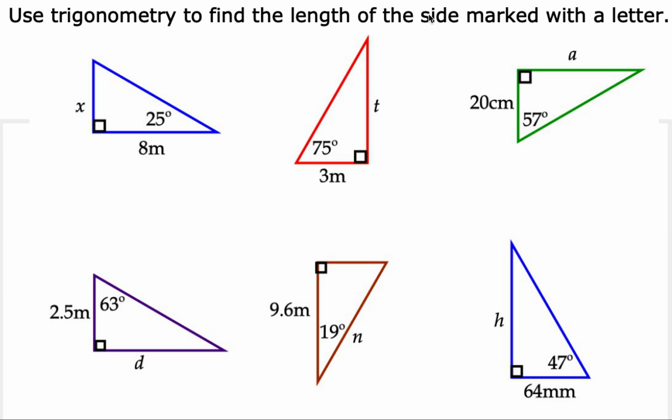This is a bit of a tutorial video. Having introduced you to the idea of the tangent ratio, tan x equals opposite over adjacent, that's the formula that we've just been learning about.